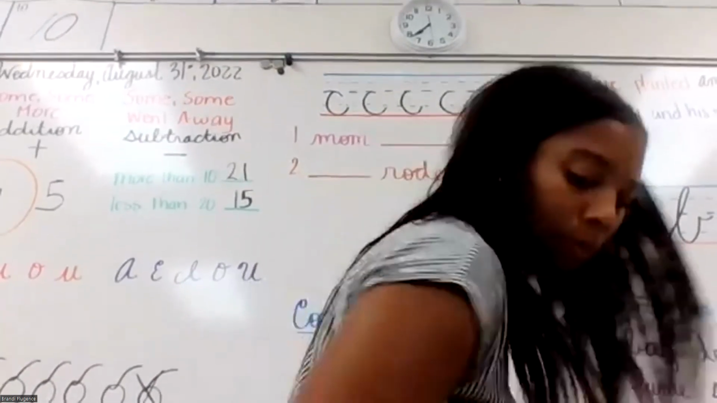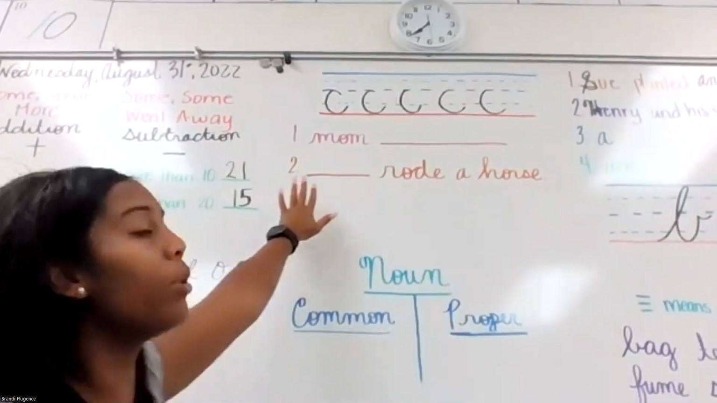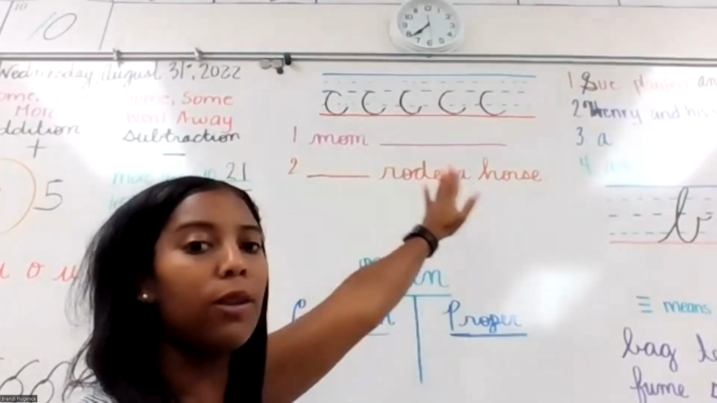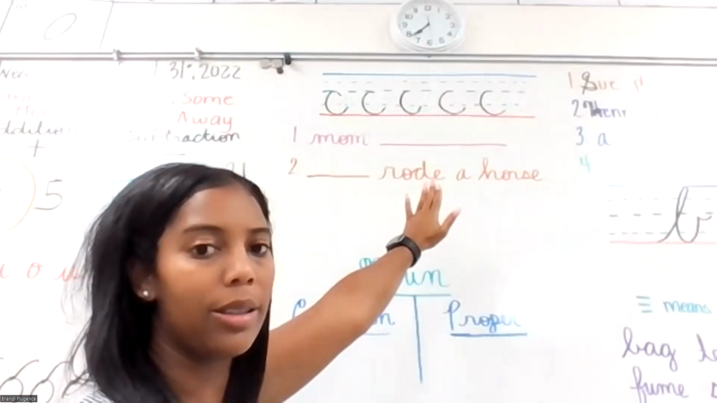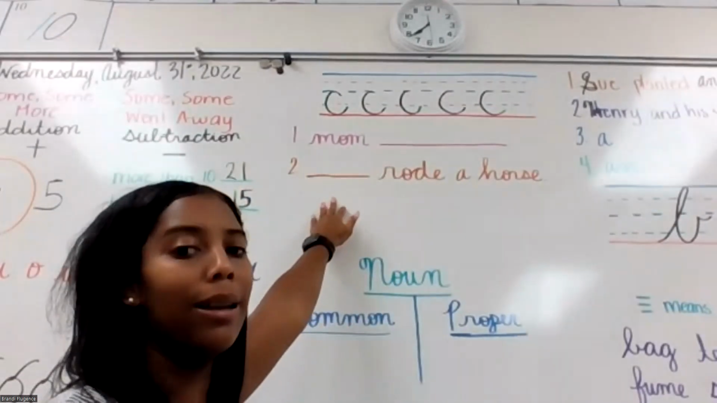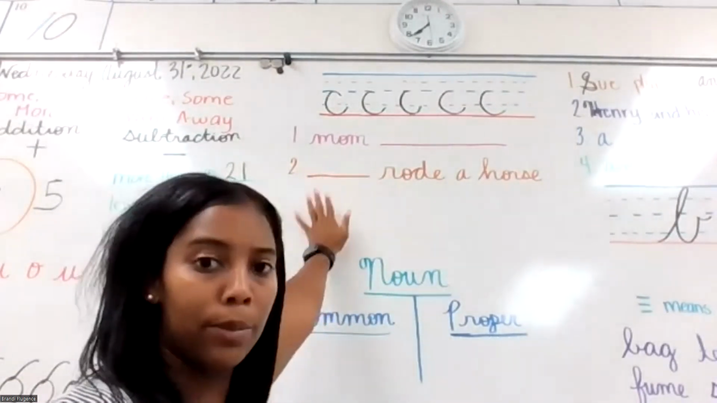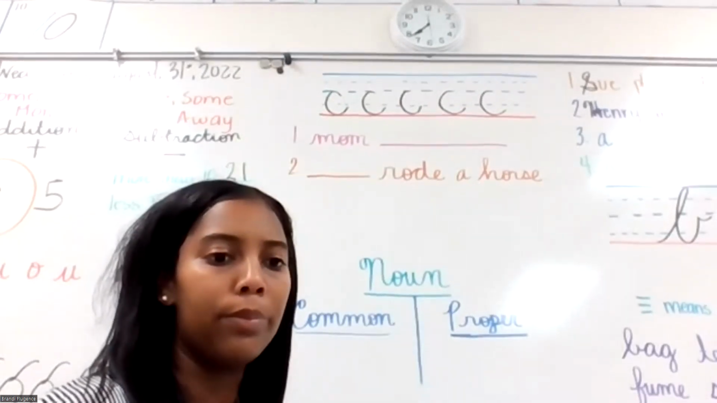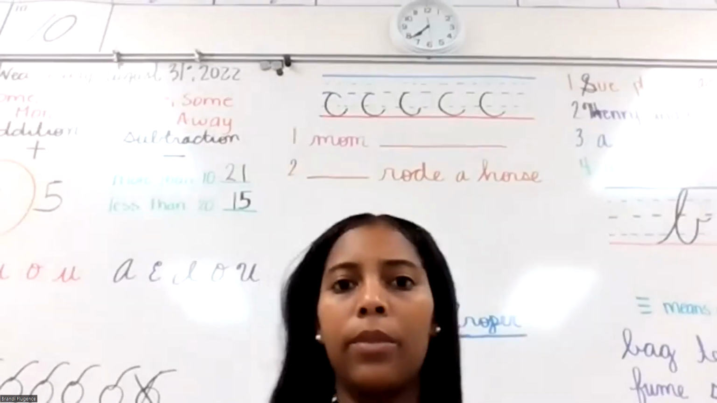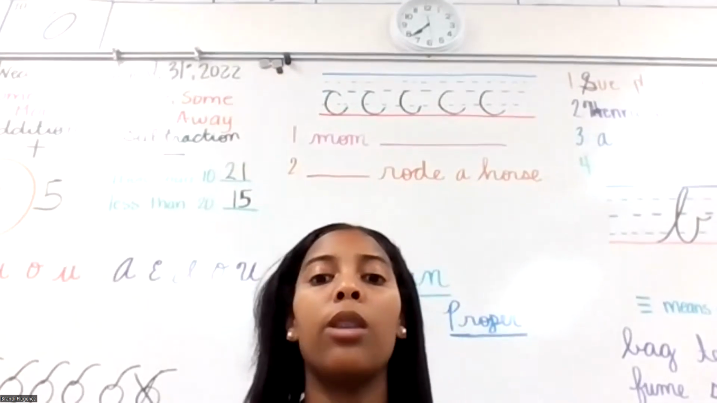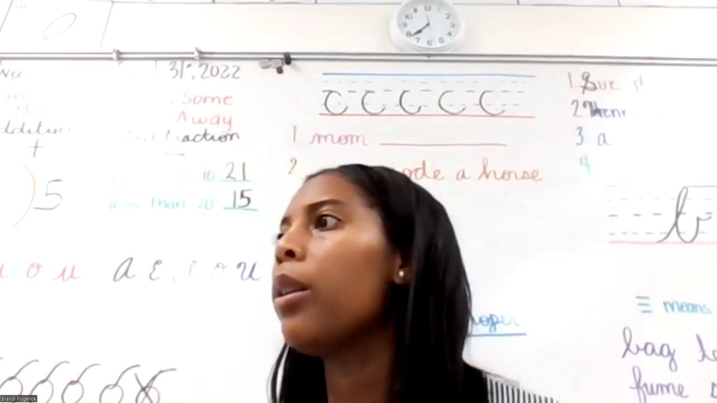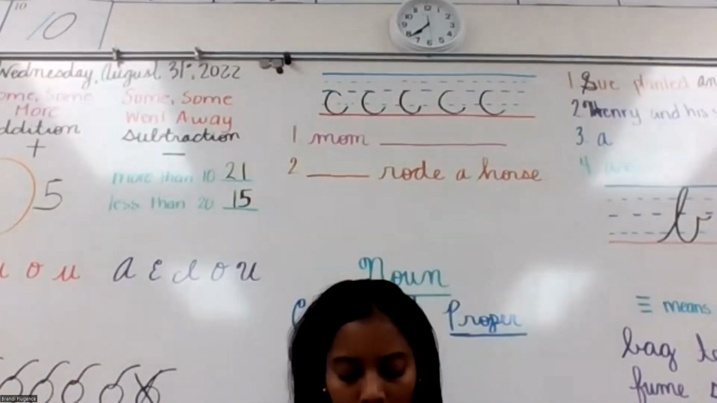Okay, number 2. Rode, so we need a who. I have the what? Rode a horse. But I need a who did that. So you think of who. All right, go ahead. Number 2. All right, number 2. So all we needed was a who. This one shouldn't have taken long at all. Okay, Brayley.